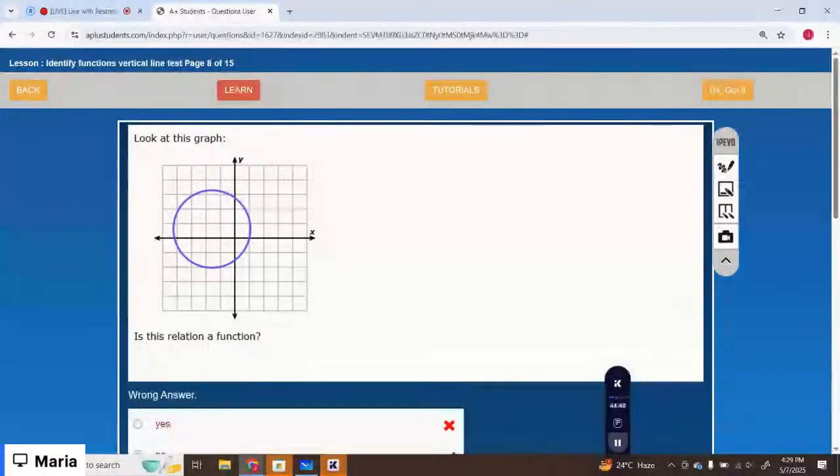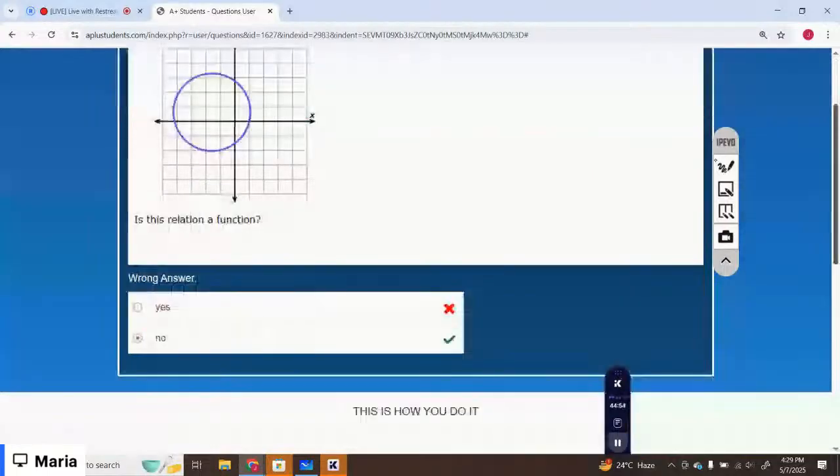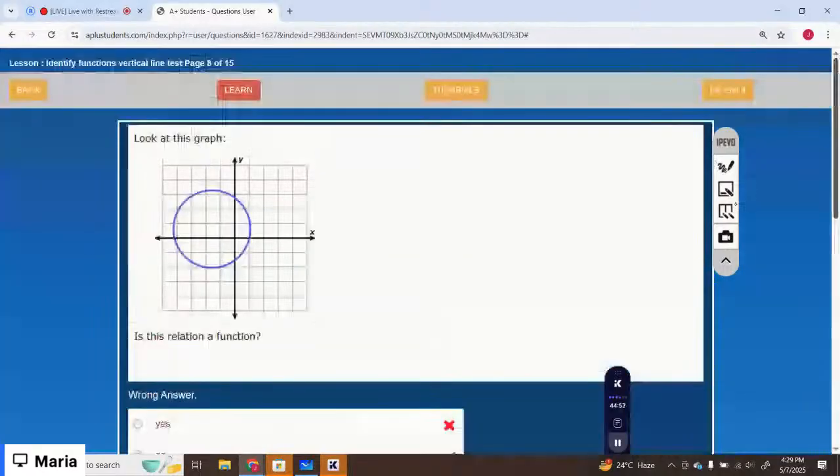Oh, no, that is not a function. If we see a vertical line test, a vertical line crosses the graph at more than one point, so no, that is not a function.